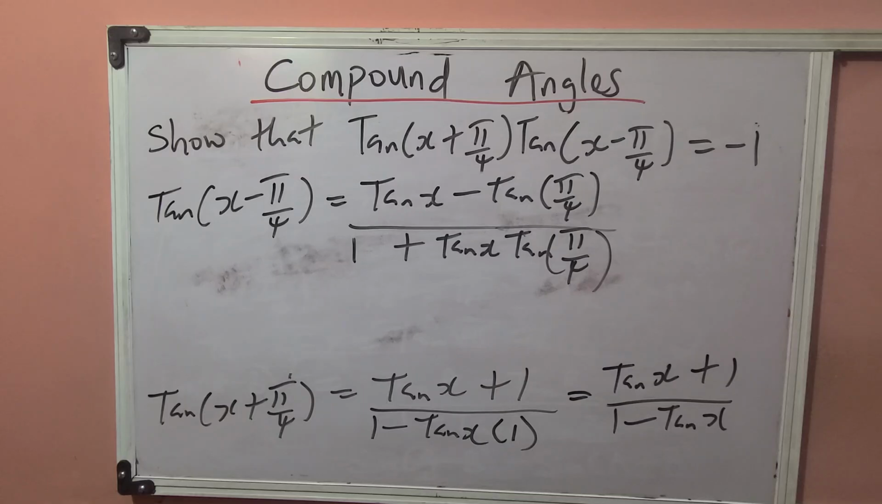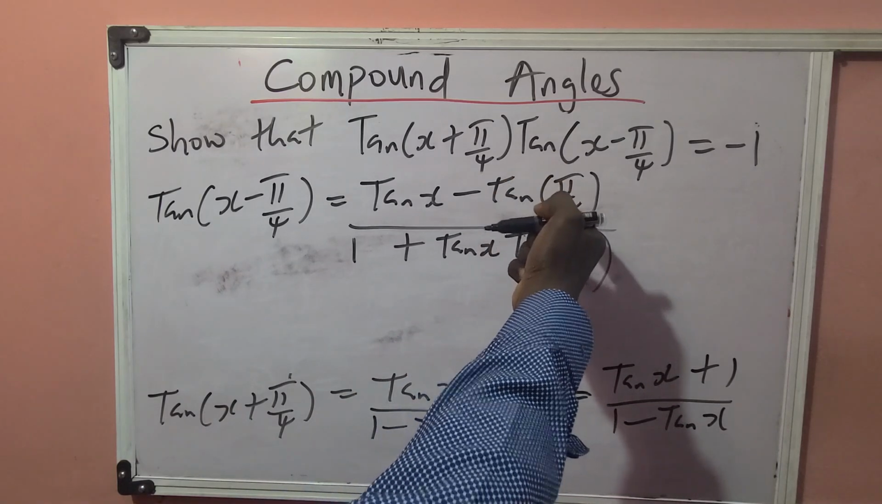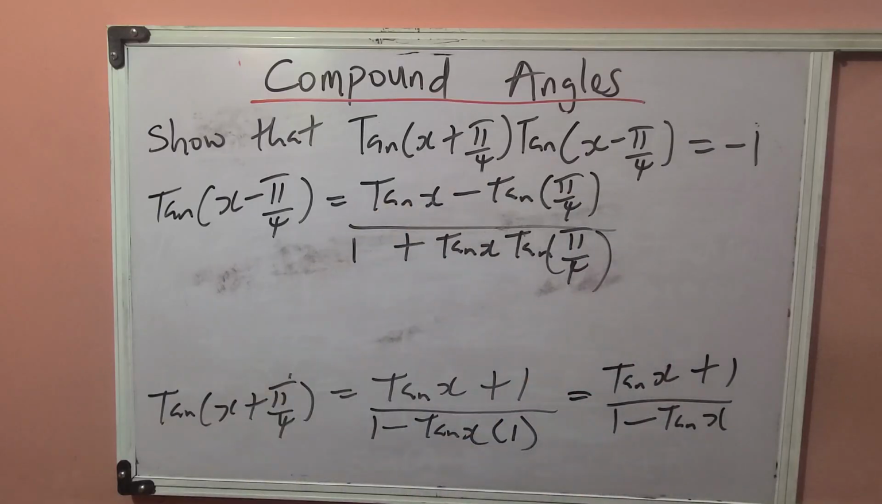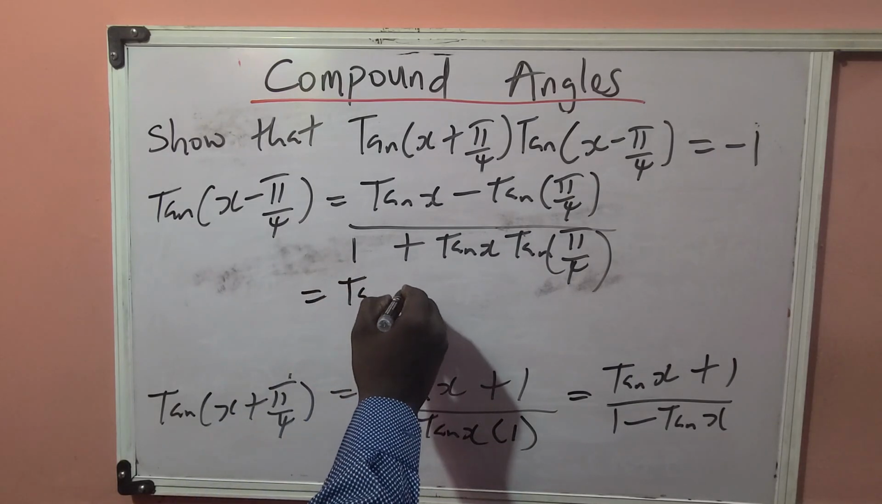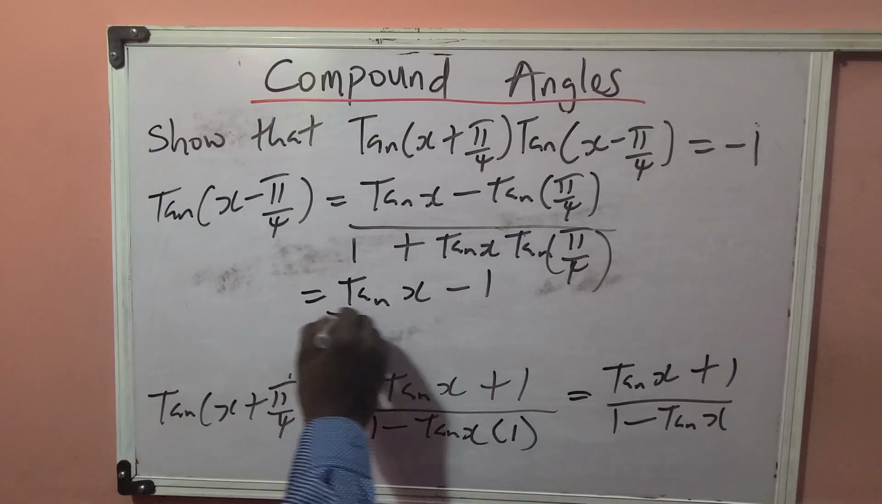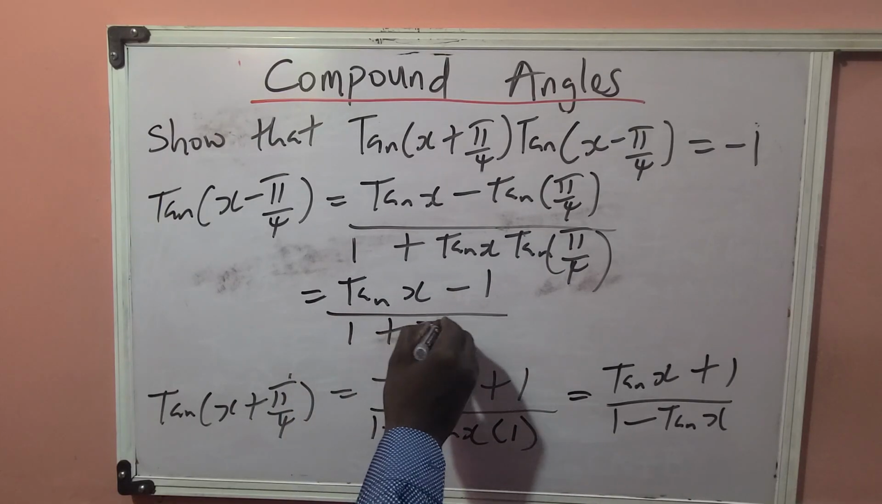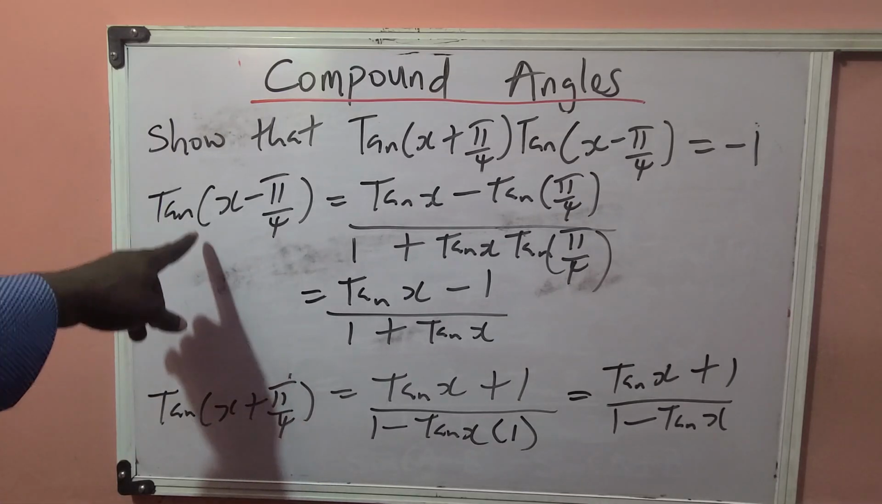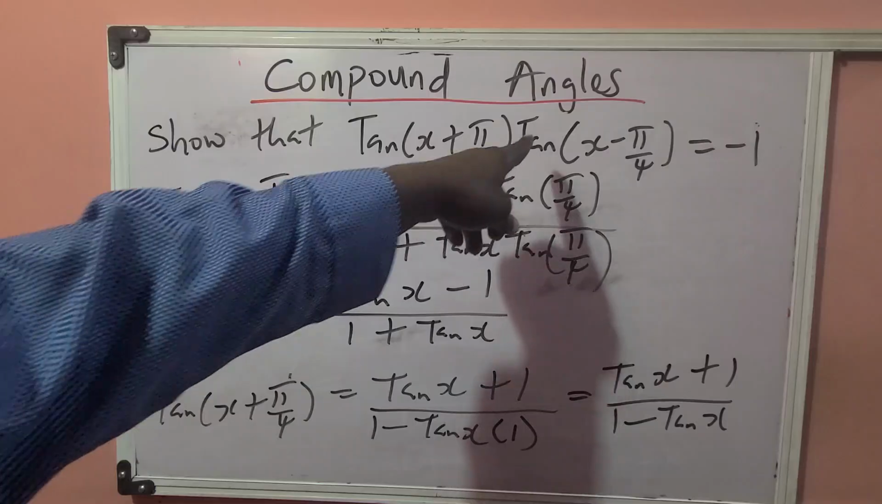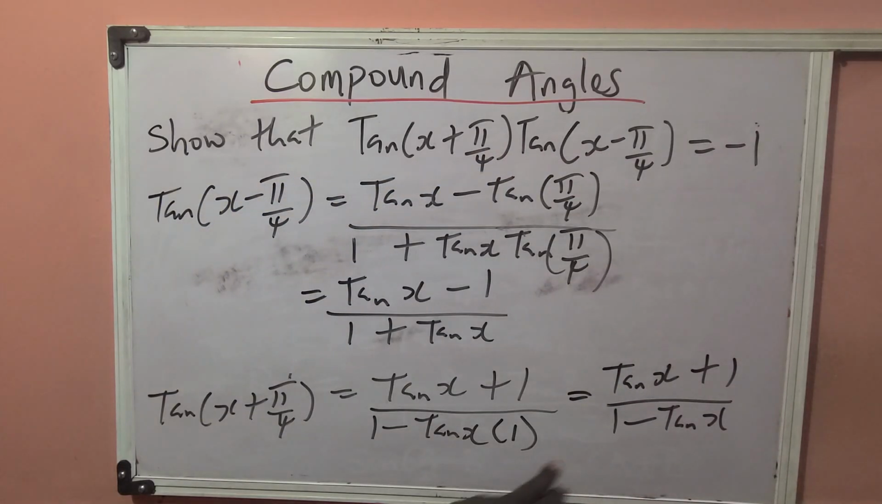So going on to solve this, don't forget now our tangent of pi over 4 will be 1, because we know pi radian is 180 degrees. So 180 over 4 will be 45, and then we have tangent of 45. So we can finally arrive at this answer as the tangent of x minus 1 over 1 plus the tangent of x. So now we have been able to get the two values for our tangent of x plus pi over 4 and tangent of x minus pi over 4 as what we have here.